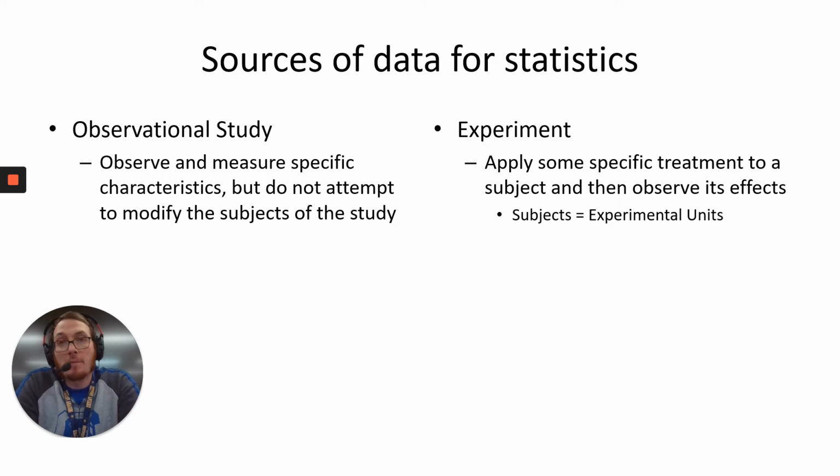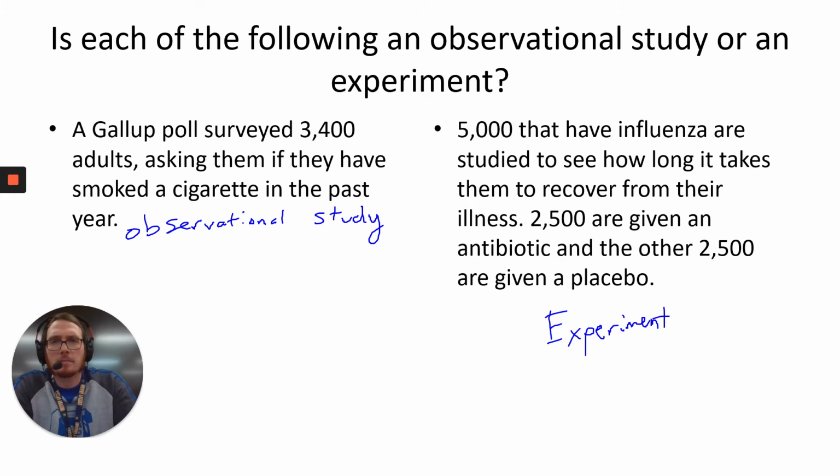That being said, sometimes you're not able to do an experiment and you just have to observe what's happening, which is obviously what an observational study would be. Okay, you're able to see what's happening or what the characteristics of something are, but you're not able to actually put some type of treatment into one group or apply it in order to see the difference between the two.